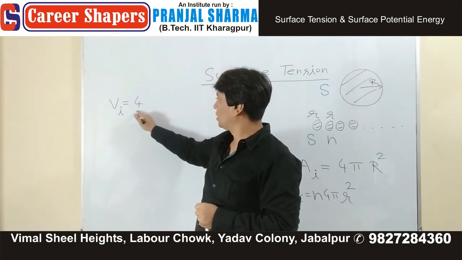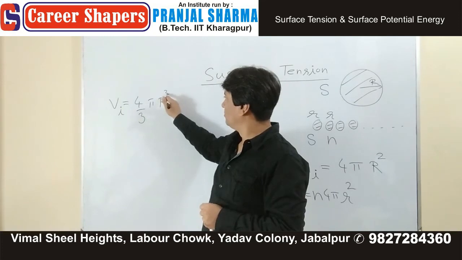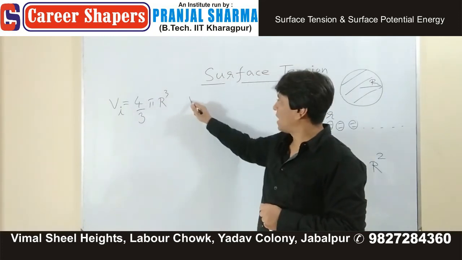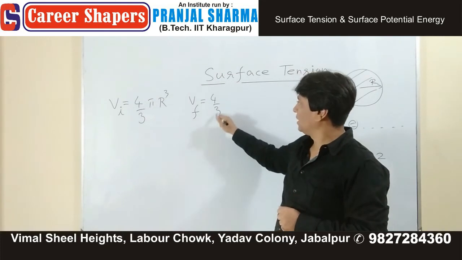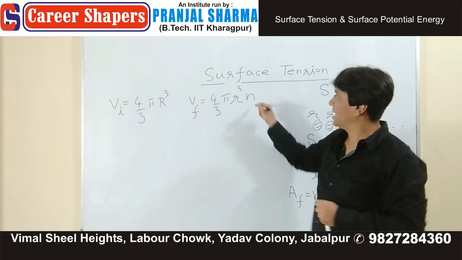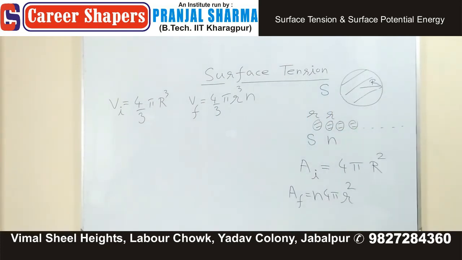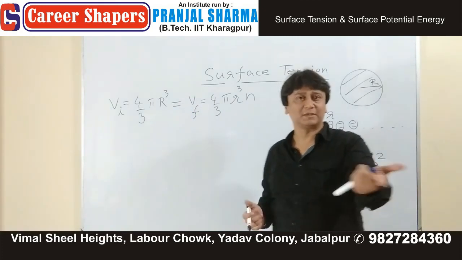Initial volume is what? 4 by 3 pi r cube. And final volume is what? 4 by 3 pi r cube, and there are n such drops. Good, at least you have answered this part correctly. Volume will remain what? Same.